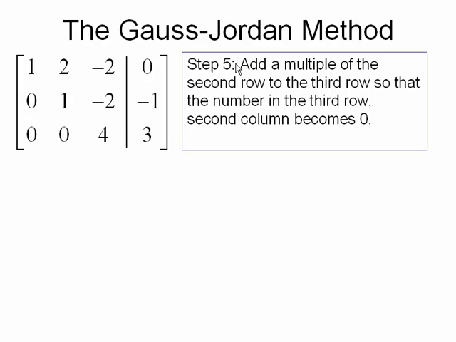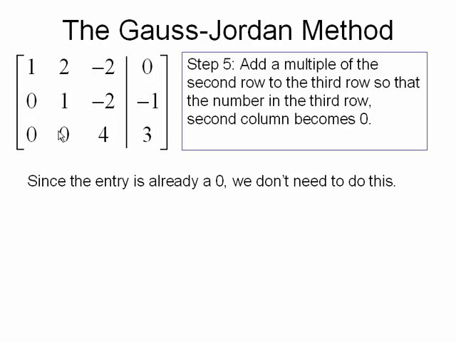Now we'll move on to step 5. Now we need to add a multiple of that second row to the third row so that the number in the third row, second column becomes 0. Remember, in the first steps we made a 1 and then zeros below it. Now we just made another 1 and now we need zeros below that. But it's already a 0, so we don't need to really do anything. We can move on to the next step.